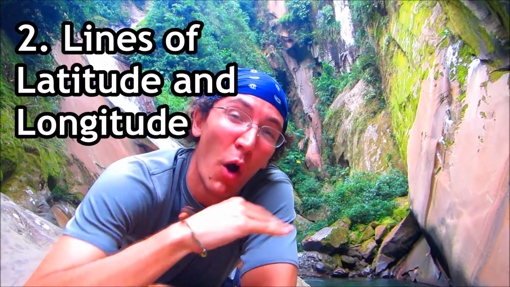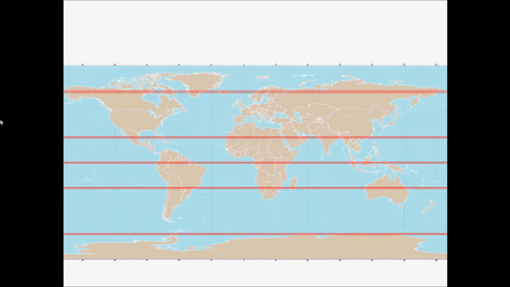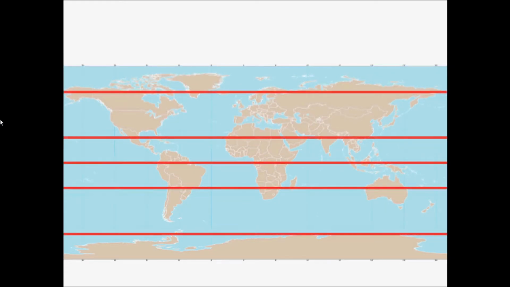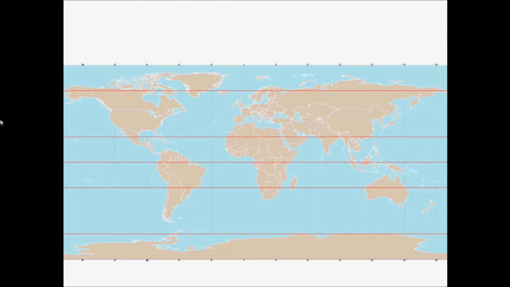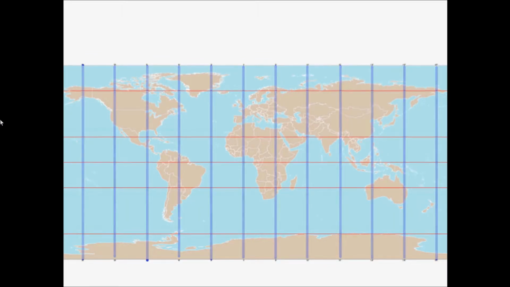Now, as we move away from the equator, we have lines of latitude that circle around the Earth that help us specify north and south position. There are 5 main lines of latitude that run parallel to the equator. Lines of longitude run from the North Pole to the South Pole and specify an east and west position for us. Now here's how I remember the difference between the two.